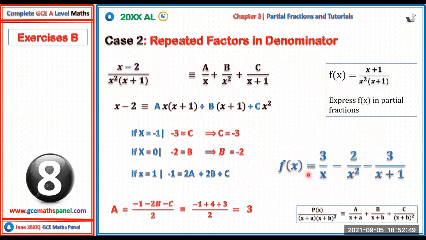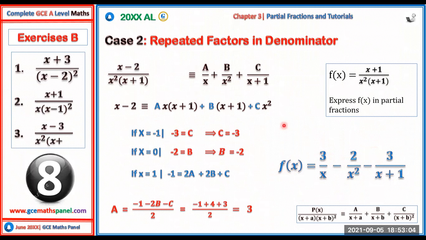So you can conveniently express this in partial fractions as 3 over x, minus 2 over x squared, minus 3 over x plus 1. So here are some examples on the left-hand side of your board. Please take these examples, solve these examples.